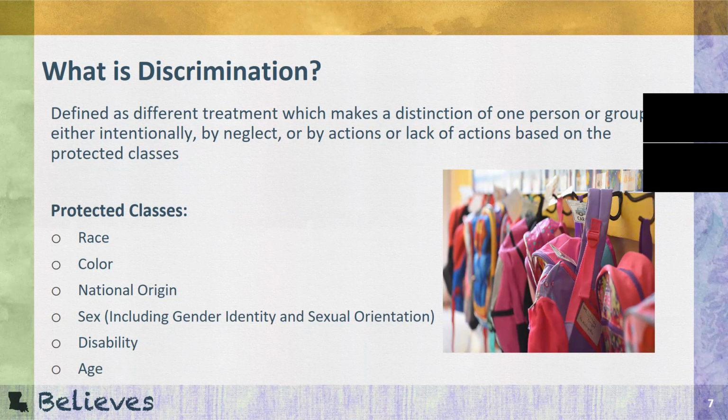Protected classes in child nutrition programs are race, age, color, sex, including gender identity and sexual orientation, national origin, and disability. This means that an alleged discrimination complaint will pertain to one of these areas.